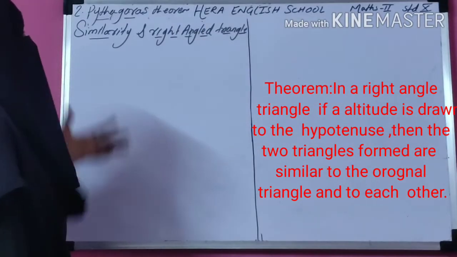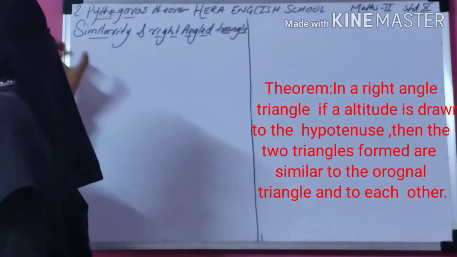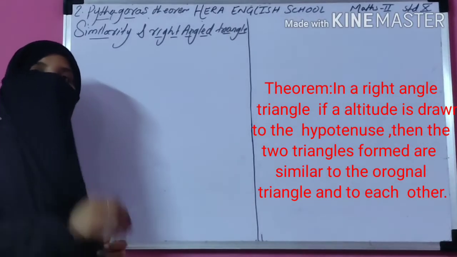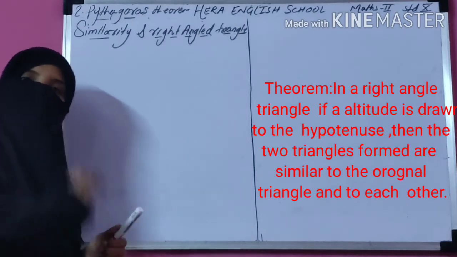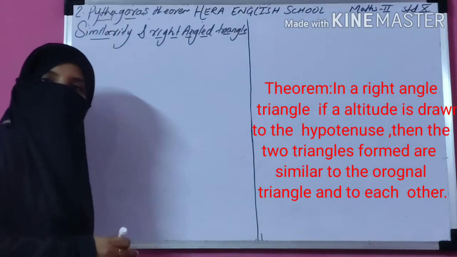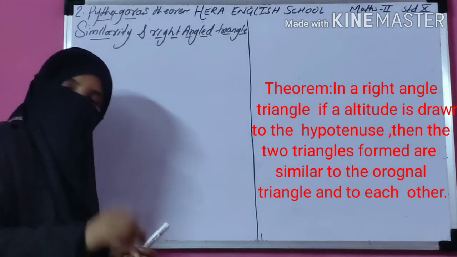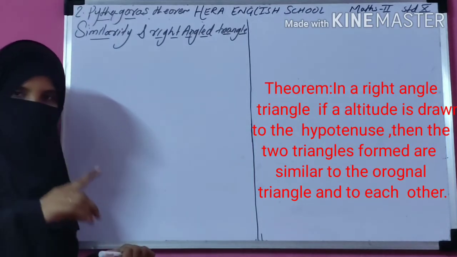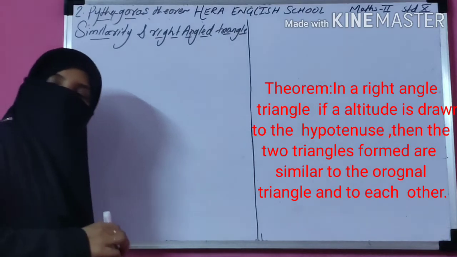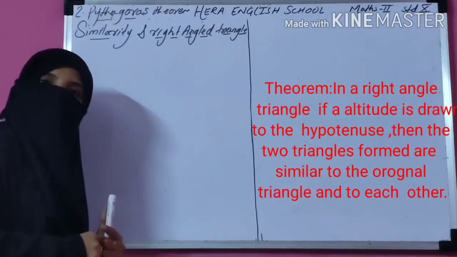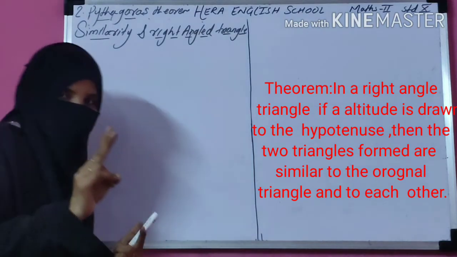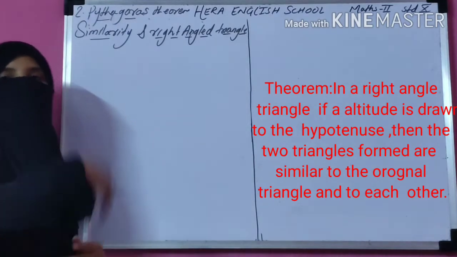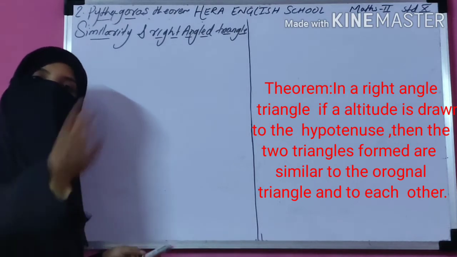In this theorem we have to discuss the similarity in a right angle triangle. The statement of this theorem is: in a right angle triangle, the altitude drawn from the right angle to the hypotenuse divides the triangle into two triangles, and those two triangles are similar to the original triangle and to each other. Again I am repeating, in a right angle triangle, the perpendicular or altitude drawn on the hypotenuse forms two triangles. Due to the altitude two triangles are formed, and those two triangles are similar to the original triangle and similar to each other.